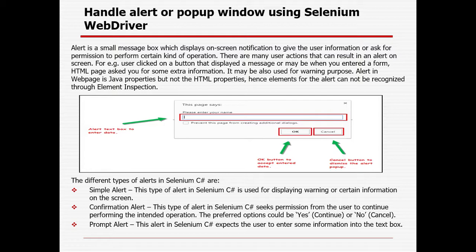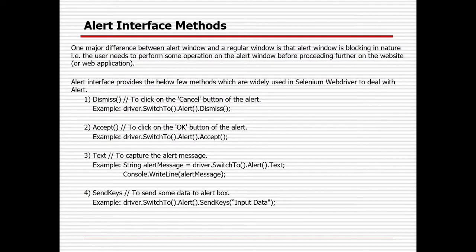So there are primarily 3 types of alerts you need to handle. Simple alerts, where only some information will come, only one button will come, and you can directly accept the alert. Confirmation alert, where you need to click on the OK or cancel button, or yes or no button, so you can accept the alert or dismiss the alert. And prompt alert, where you can get the text of the alert, as well as enter some value and accept the alert. And these are the 4 important methods available in the alert interface: dismiss, accept, getText, and sendKeys.